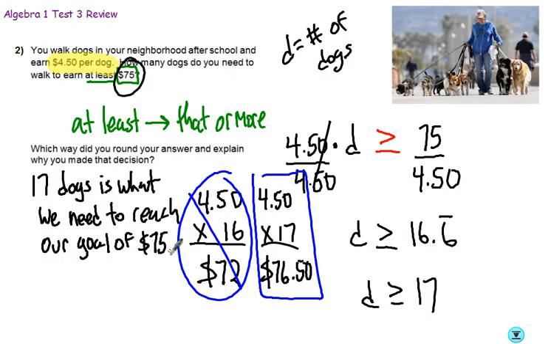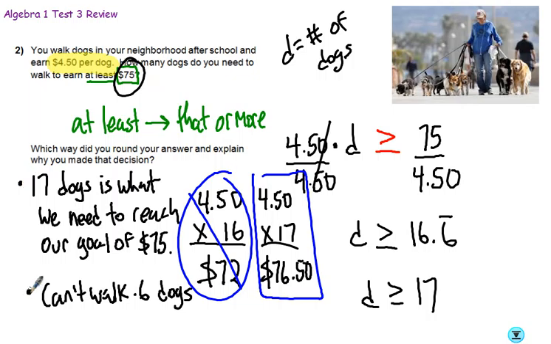And then the other thing that we can say with that is that you can't walk 0.6 dogs. Right? That doesn't make any sense. You either walk 16 dogs or 17. So really kind of two reasons here that we could say that.